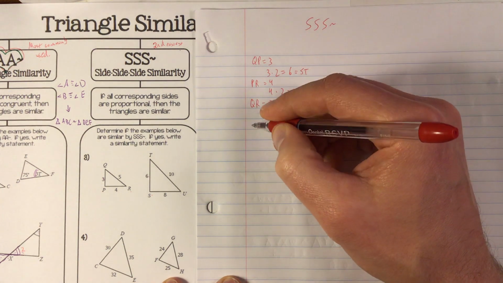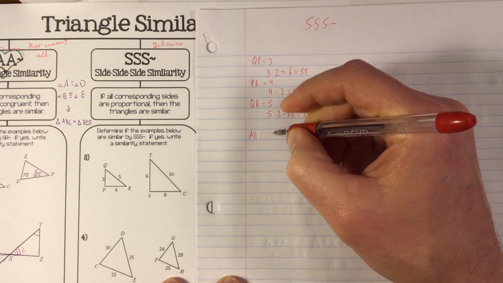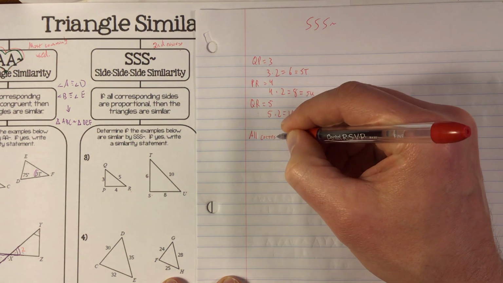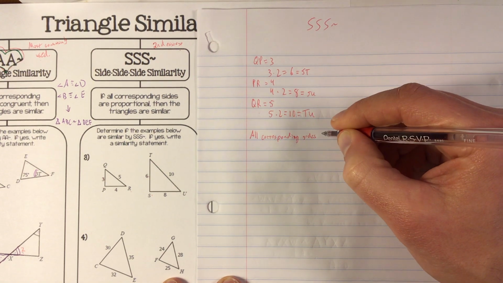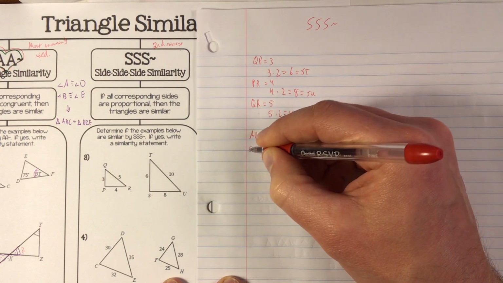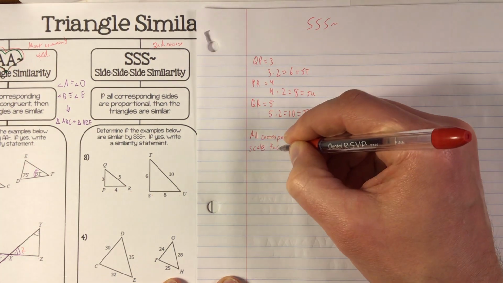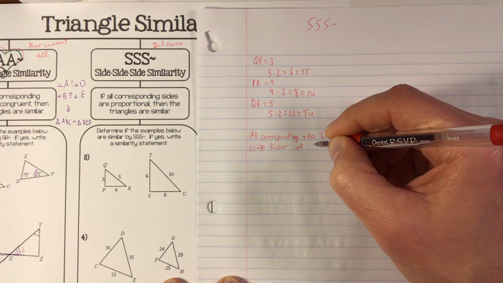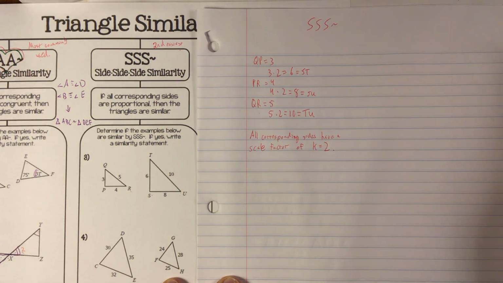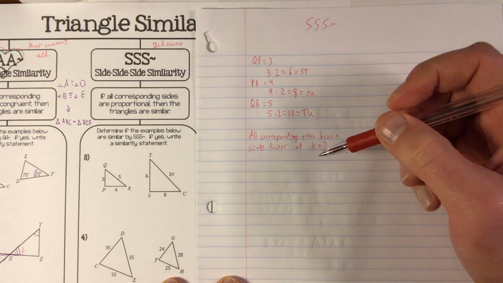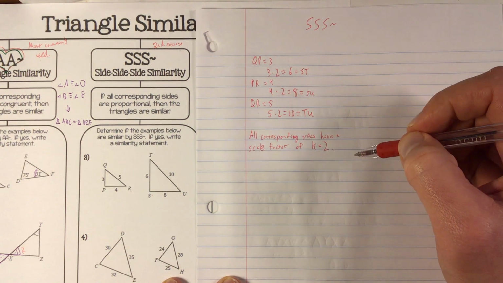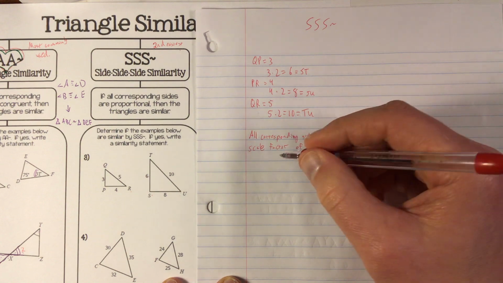So then we're just going to say all corresponding sides have the same scale factor. Have a scale factor of 2. We normally use K for the scale factor. I don't know why. I think it's because K is for constant. You may say, why don't we use C? A lot of mathematics was done by Germans. They don't use C's, they use K's instead. But use whatever you want, but scale factor of 2. K equals 2. All corresponding sides have a scale factor of K equals 2.